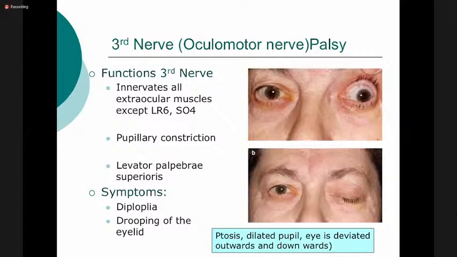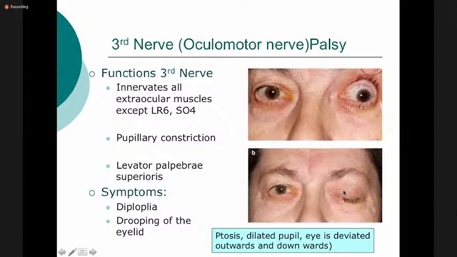So if you have a third nerve palsy, it means that the patient will complain first of, this is what is most obvious to them, that the eyelid is drooping because the elevation by the levator palpebrae superioris is lost.